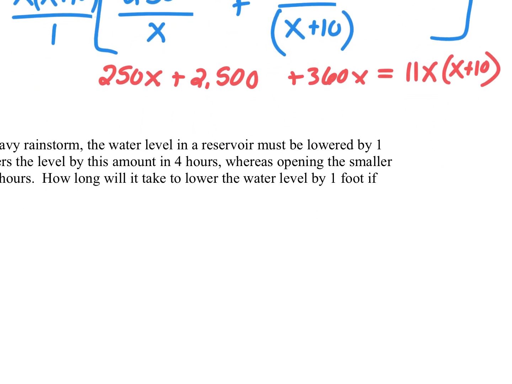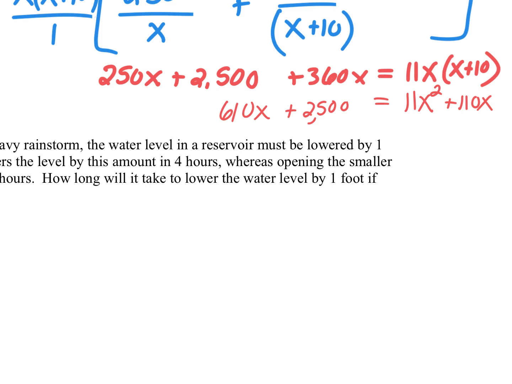So if we distribute on the right, 11x times x is 11x squared. And then 11x times 10 is 110x equals, over here, what is that altogether? 610x plus 2,500. Okay, so to solve this one, it is a quadratic, and the x squared is not going to cancel, so we have to either do factoring or quadratic formula or one of those methods.